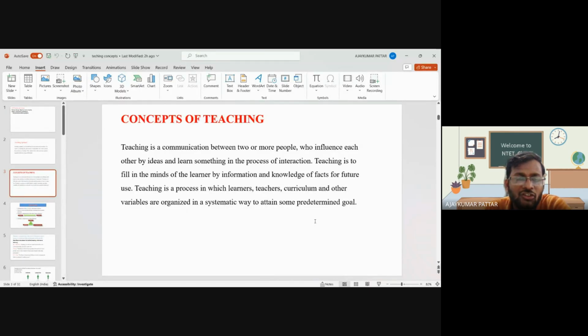This concept of teaching, this definition, you have to take in the broader sense. It is not for any particular education system, school education, or higher education. In general, what is teaching? Teaching may happen between two lay persons also. If two or more people communicate with each other, and they share some idea regarding other fields, and they learn something in their interaction, that is also teaching. This definition speaks in the broader sense.